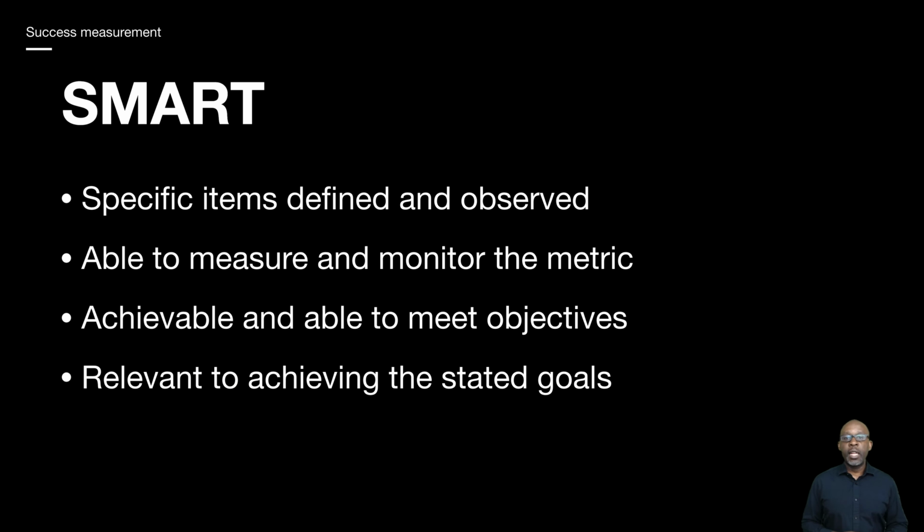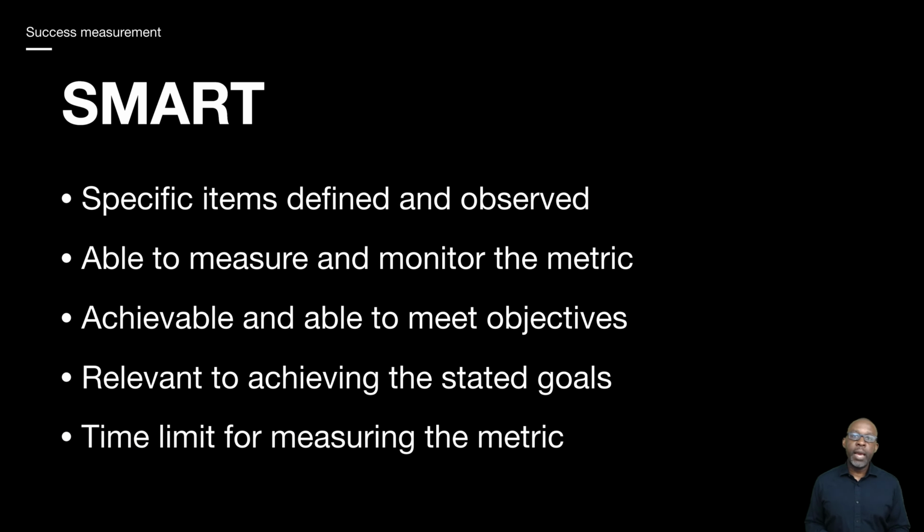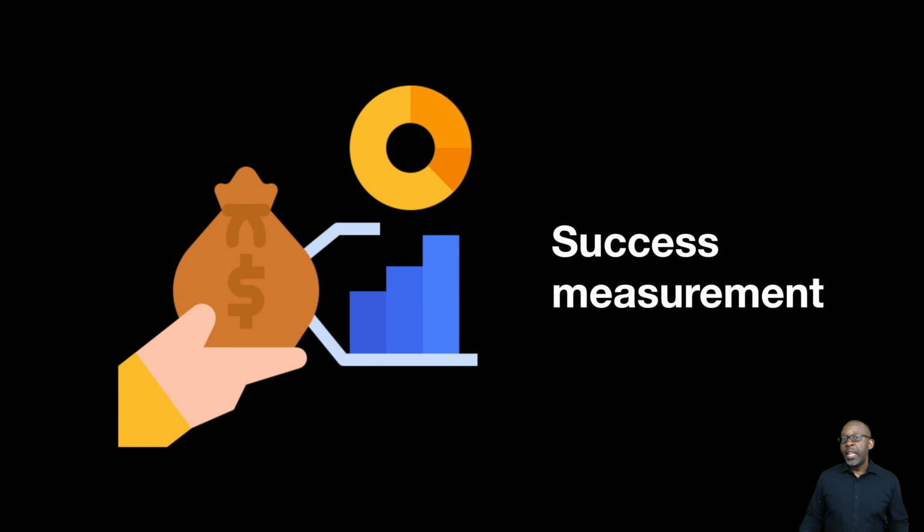And the R stands for relevant. So whatever KPI or metrics we select, the metrics need to be relevant in terms of enabling us to achieve our stated objectives. And the T stands for time limit. Sometimes you may see a reference to time bound, which essentially means that there has to be a time limit for measuring the metrics.